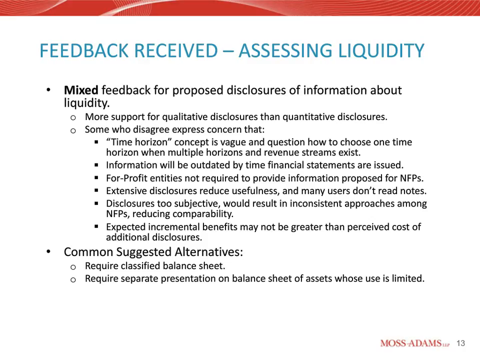FASB is considering other alternatives because there's still a belief that better disclosure around liquidity is necessary. One alternative is to require a classified balance sheet, or to break out assets whose use is limited on the face of the balance sheet, so showing those restrictions right there on the face. The healthcare industry group does this really well using net assets, or the assets whose use is limited, in their financial statements. So there's some guidance there.